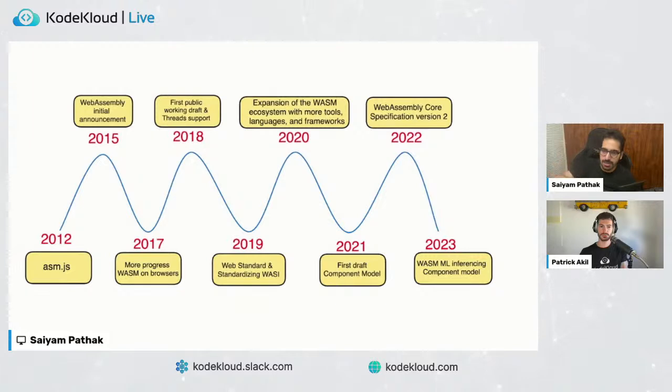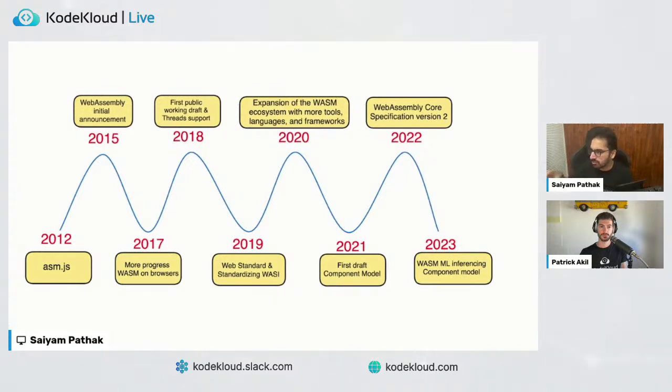This is the kind of a timeline. So it's, again, not something that has never been done. It all started back in the 2012 era with asm.js. And then in 15 to 18, after the initial announcement, we saw the tweet as well of what WebAssembly is.